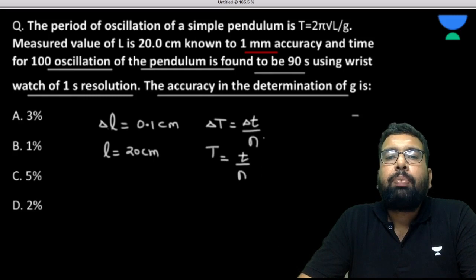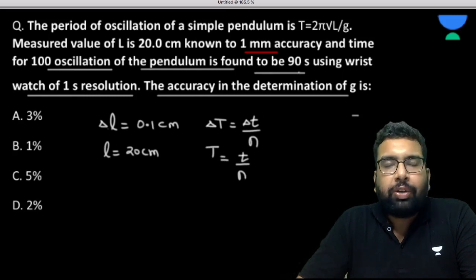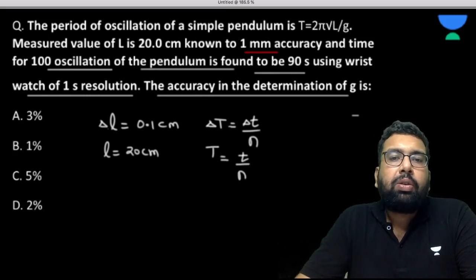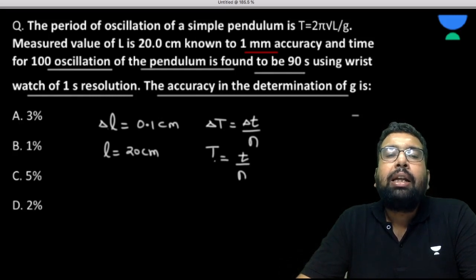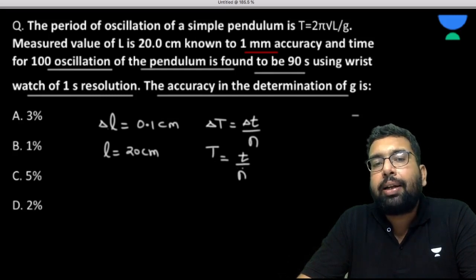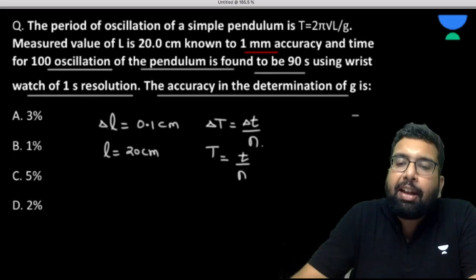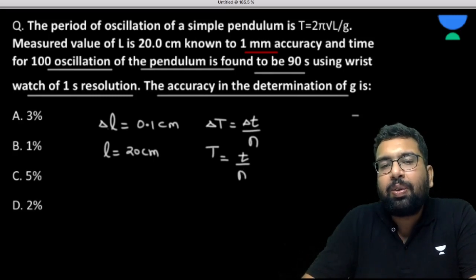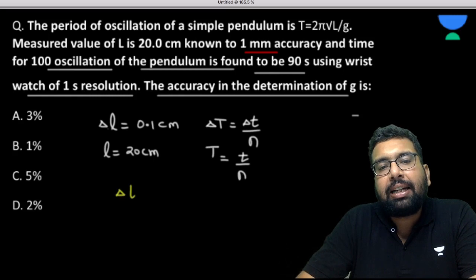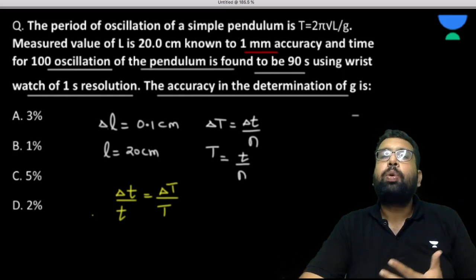Okay, what is the time taken? We did it comprehensively in the last session. If the time taken in 100 oscillations is 90, obviously the time taken in one oscillation is T, that is 90 upon the number of oscillations, that is 100. And we also know very well that delta t upon t is equal to capital delta T upon T. This is something I have proved in the last section.